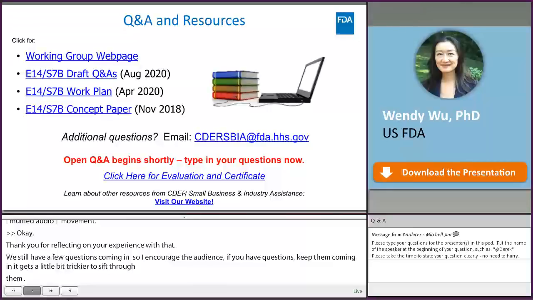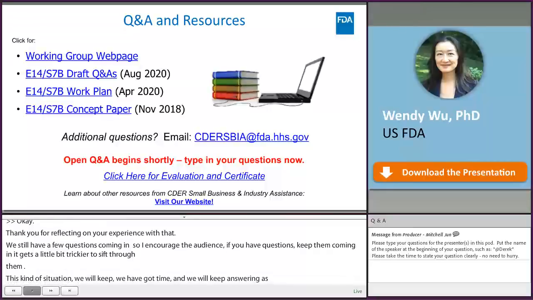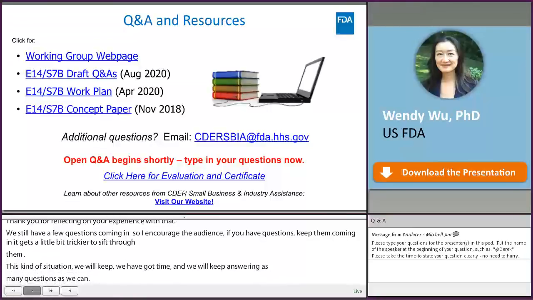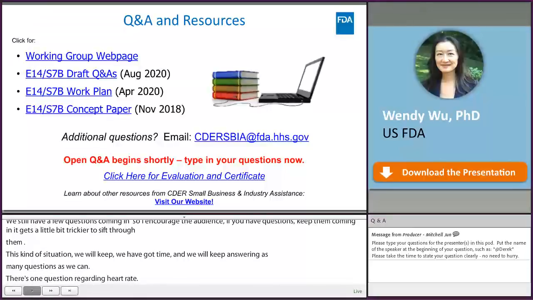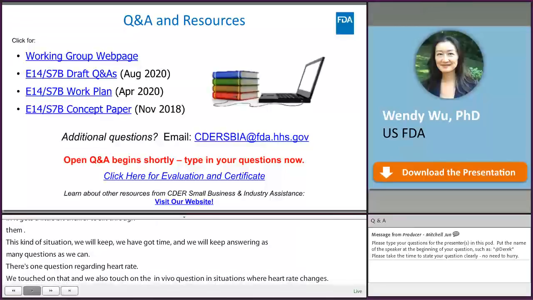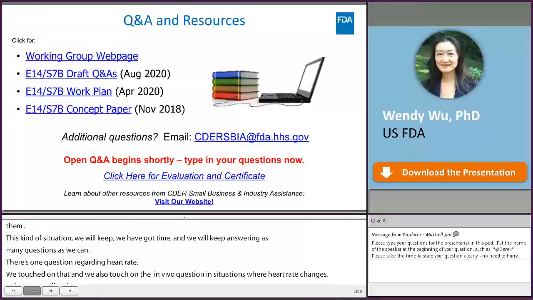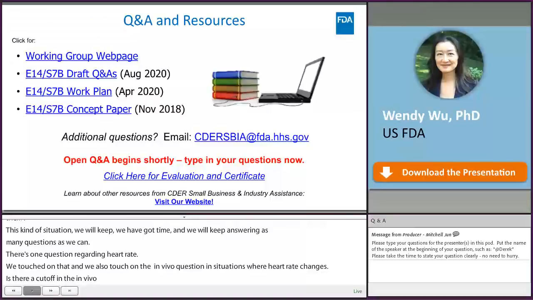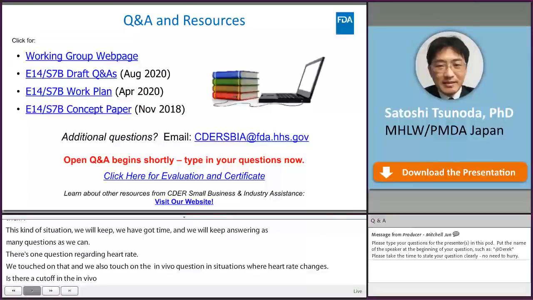There's one question regarding heart rate. We touched on heart rate correction there. We also touched in the in vivo question on situations where heart rate changes. Is there a cutoff in those in vivo studies? So this is a question for Dr. Sonoda, Dr. Chiba, on heart rate. Is there a cutoff in terms of heart rate change that makes it difficult to use the conscious animal, and where other models need to be considered?